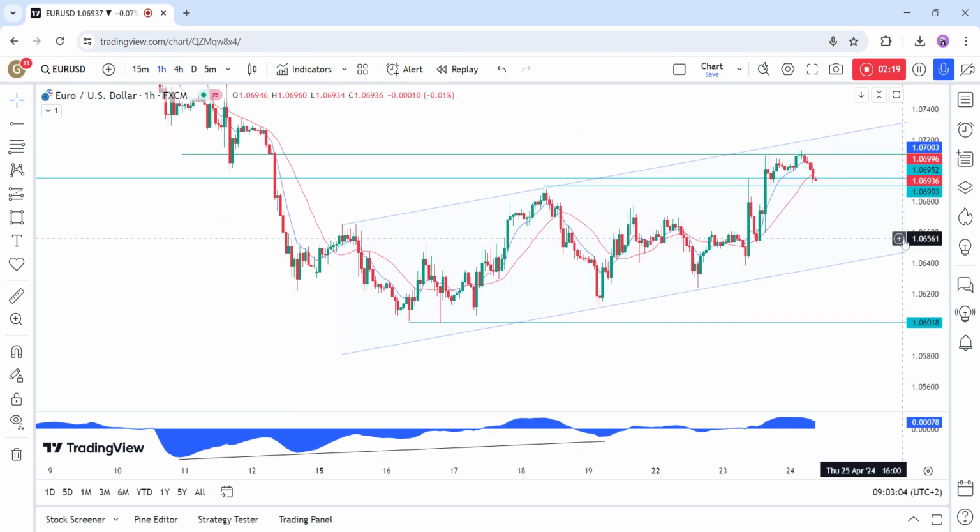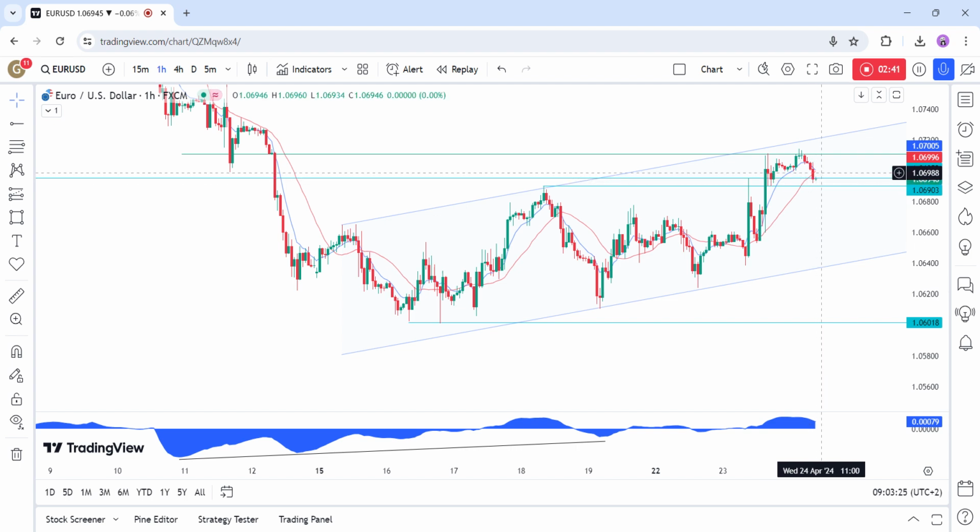On the 1-hour chart, we can see more closely the recent price action, and we can notice that we have another important zone here around the 1.0690 level, where the price found both a resistance on the way up and a support on the way down. Moreover, there's also this red 21 moving average acting as dynamic support.